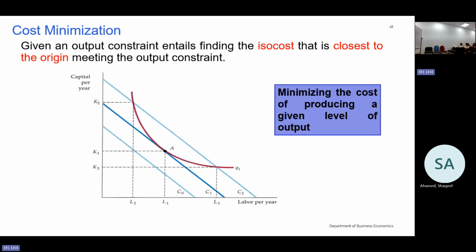Do you like to go to C2? No. At C2 the cost is higher. So you like to minimize the cost subject to your quantity constraint.